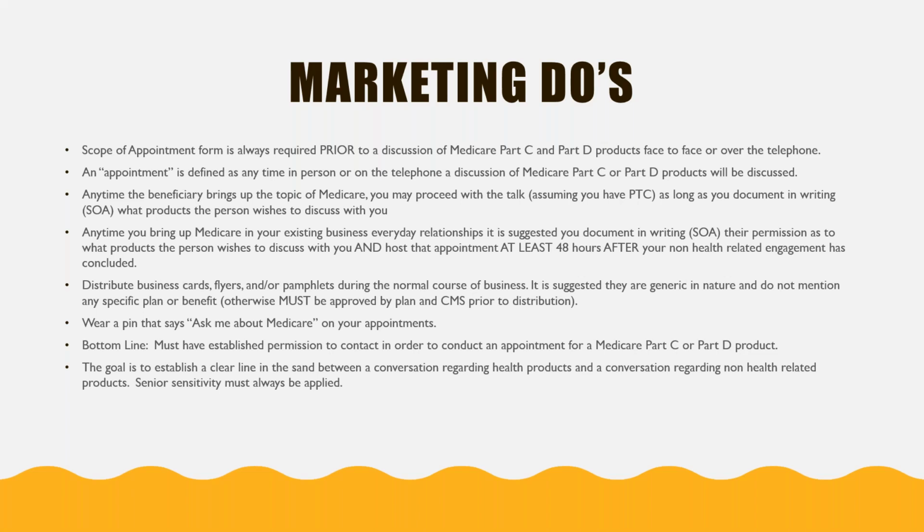So you had your life insurance sale, everything went very well. You recognize the person is over 65. You have valuable resources that may or may not help them. You're the one that provokes by bringing up the conversation about helping them with their Medicare decisions. They're receptive. First thing you do is you get a scope of an appointment form. Second thing you do is you schedule a follow-up appointment to have that conversation at least 48 hours later. And that's the compliant way to do it.